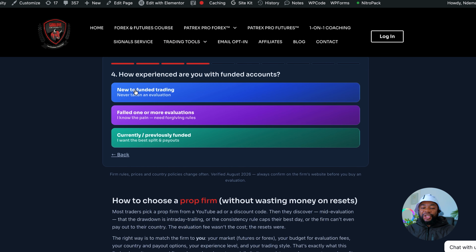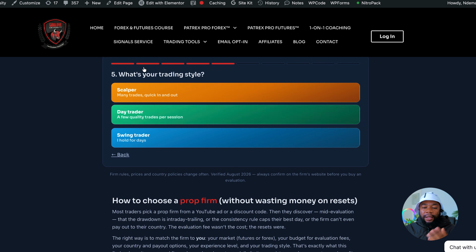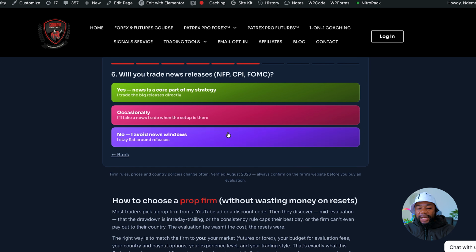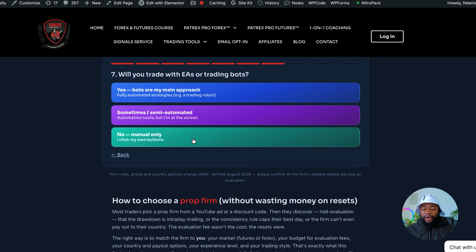For example, I select Nigeria. How experienced are you with funded accounts? So let's just say I'm new to funded accounts. I select that. What is your trading style? 80% of traders are day traders. Select that. Will you trade news release? Let's just say you are still a beginner, you don't want to trade the news. No, avoid the news. Click on that.